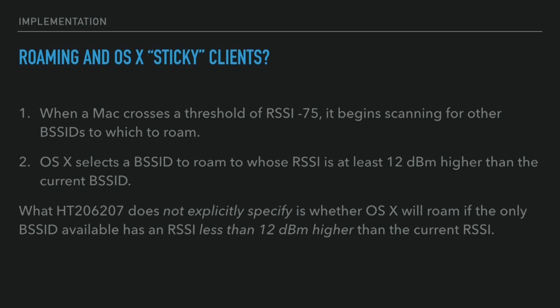If I'm walking down the hallway and I get to a point where my current association has a strength of less than -75, or let's just say -77, I get to -77 and I start looking for a roam candidate. I have to find a roam candidate whose RSSI is -65 or more. And so depending on how I've designed my network, I may never find that. And so the machine will stick.